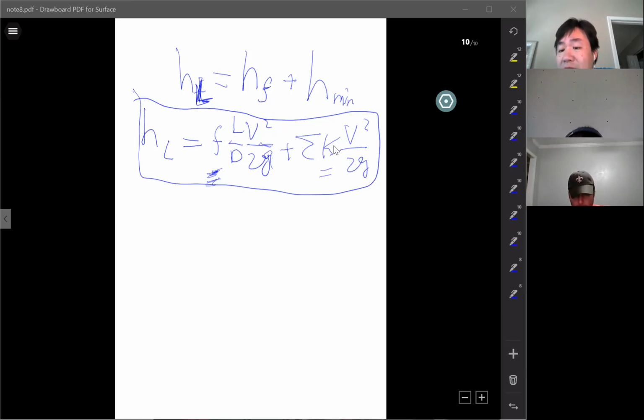Very tedious work. Some of you have some industry experience, you already know. If you do the piping calculation, you need to count how many elbows, how many bends, how many valves, those kinds of things, right? Okay. I'm sending you another one for the friction coefficient.